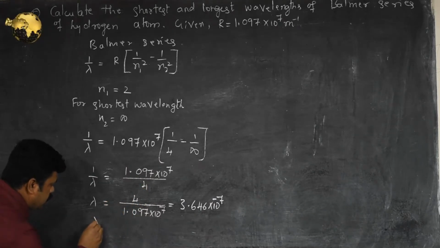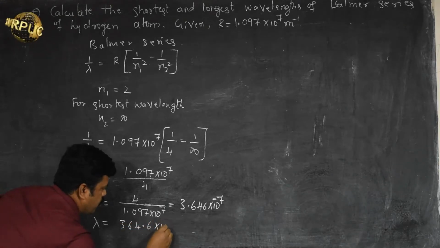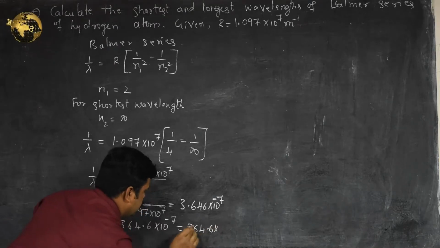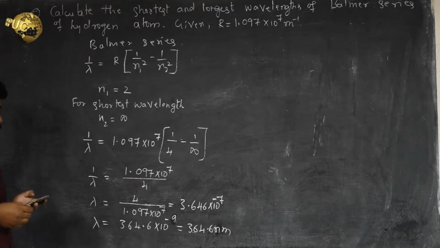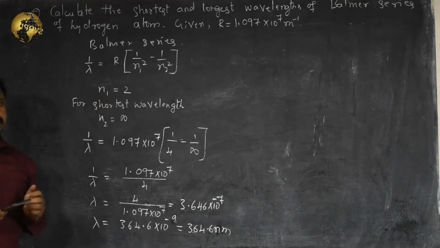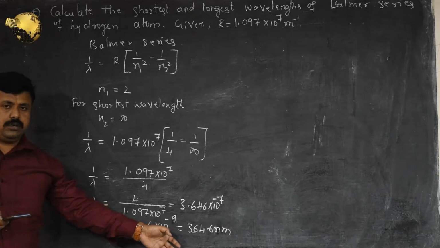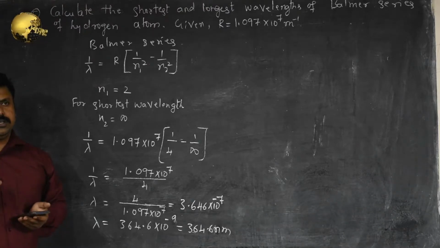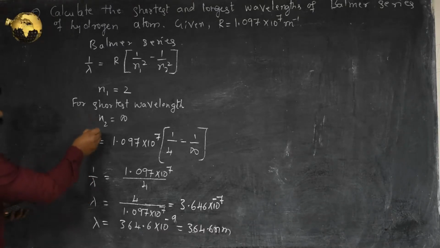So finally I can write the shortest wavelength lambda is equal to 3.646 into 10 to the power minus 7, or 364.6 into 10 to the power minus 9, you can write it as nanometer. So this is the shortest wavelength of Balmer series, and as you know, the Balmer series lies in the visible region. The shortest wavelength corresponding to the visible region is 364.6 nanometer. Okay, so we are done with the shortest wavelength.